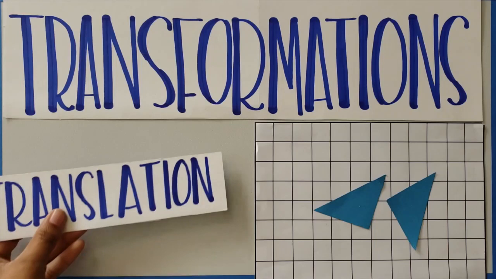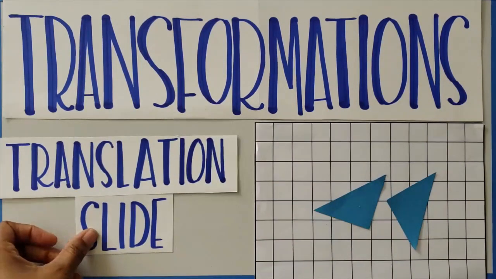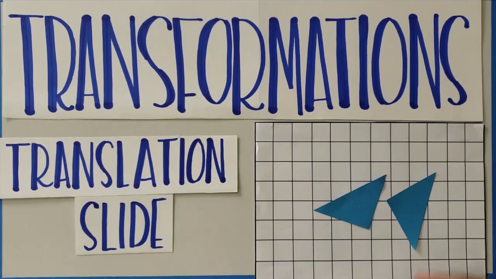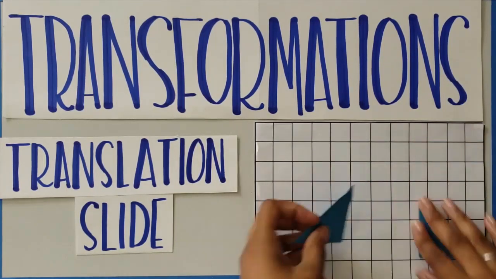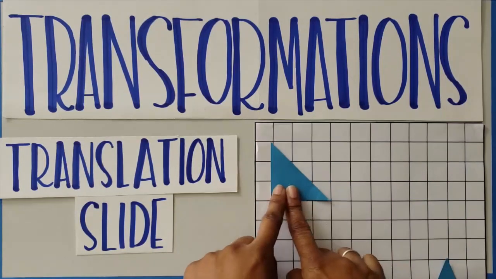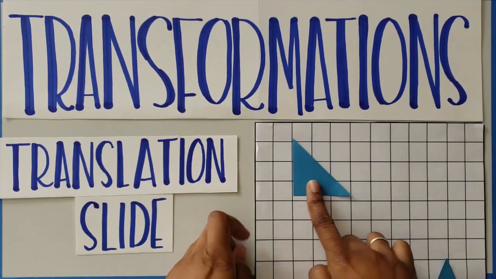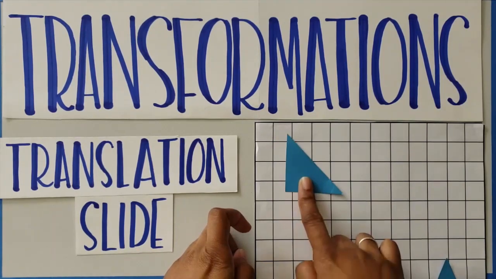Let's start with translation. To translate a figure, slide every point the same distance in the same direction. For example, I have my first figure, which is a triangle, and that just means the entire thing moves in any direction. Either the entire thing moves to the right, to the left, down, or up.